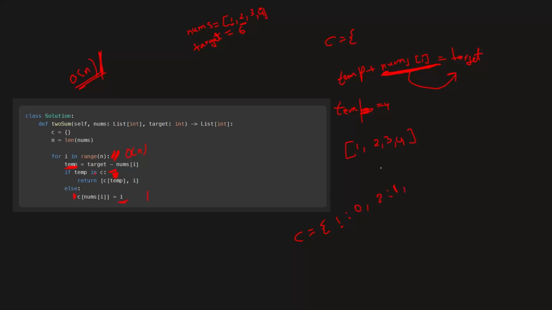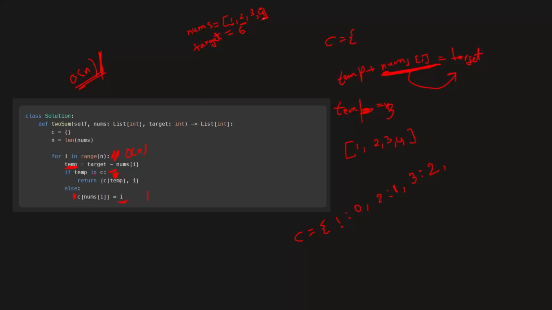Then we move on to 3. Target minus 3 is 3, so temp will be 3, and 3 is not in our dictionary yet. So we go to the else part, and it will also be added with its index as 2. Now here comes the part where we will find a solution.